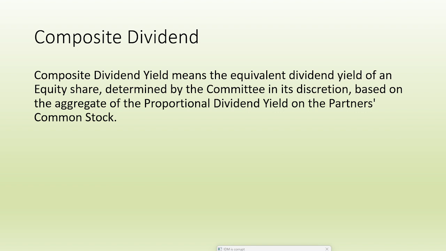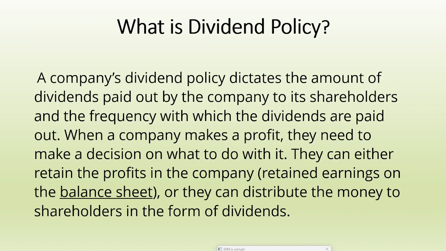At last we have the composite dividend. Composite dividend yield means the equivalent dividend yield of the equity shareholders determined by the company. Here the committee, in its discretion, decides based on the aggregate of the proportional dividend yield on the partners. This is on common stock. So whatever the partners of the company, they have their equity shareholders, they will calculate a yield. The company decides the rate and it is paid.